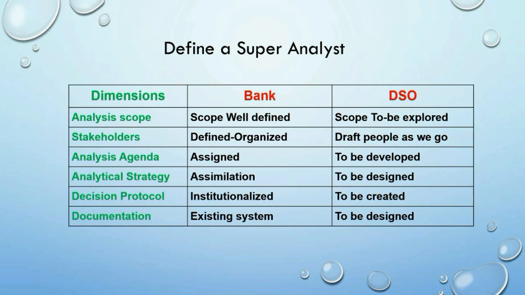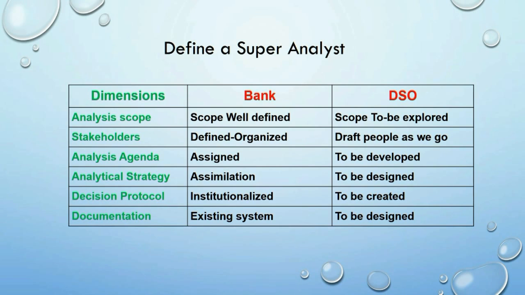Now, because of the above two strategic ambiguities in the DSO case, no one could provide me an analysis agenda and an analytical strategy at the beginning. It turns out to be an evolving script that I have to compose while doing the work.